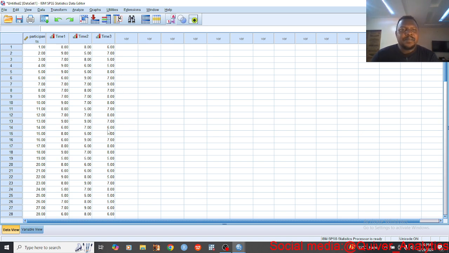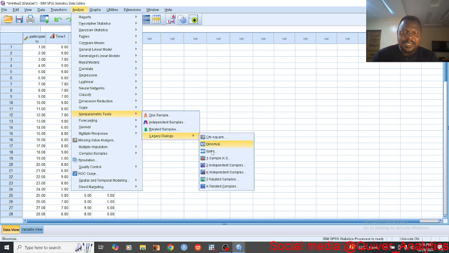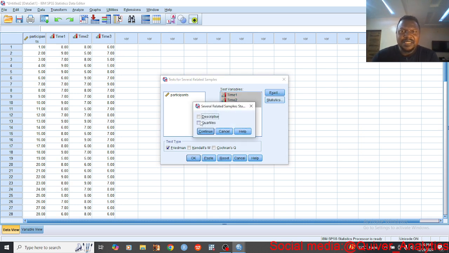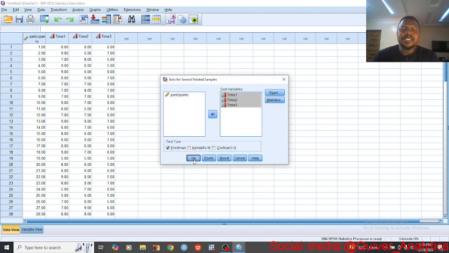All right. Knowing that, we go straight to Analyze, Non-parametric Tests, Legacy Dialogs, and we have K-Related Samples. So we bring the 3 here. You can see it's already on Friedman. Under Statistics, descriptives, quartiles, I'm not choosing anything here, so continue and okay.